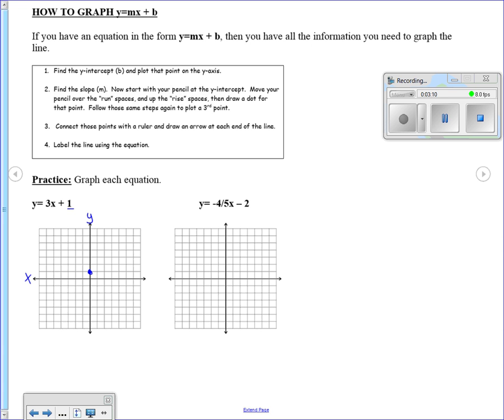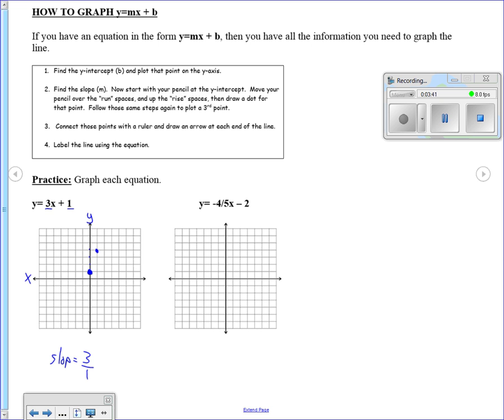Next, number 2, find the slope. Okay, it is 3. Now start with your pencil at the y-intercept, move your pencil over the run spaces and not the rise. So we're going to do rise over run. So our slope equals 3, and that's just 3 over 1. So we're going to start at our little dot here. We're going to rise 3. 1, 2, 3, and then we're going to run 1. Okay, so that's our second point.